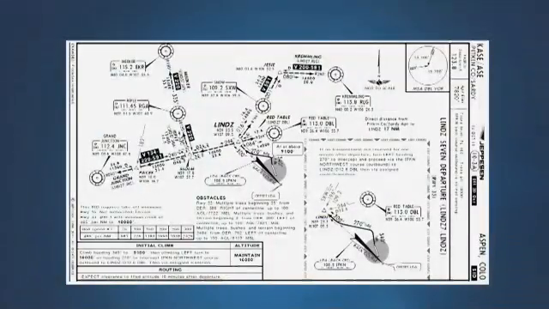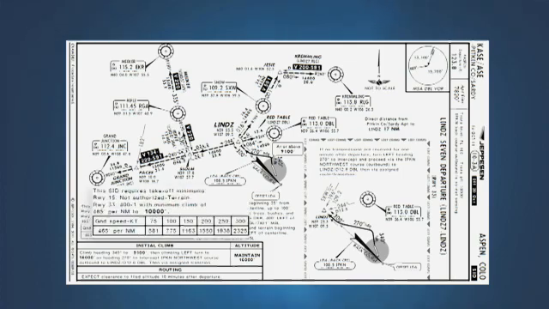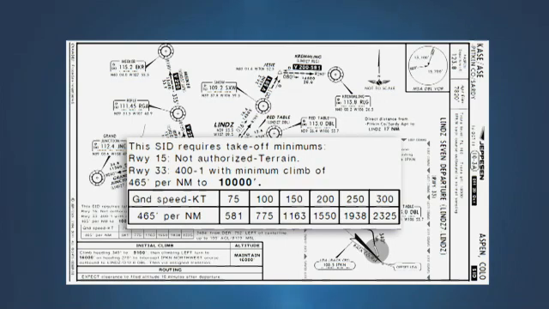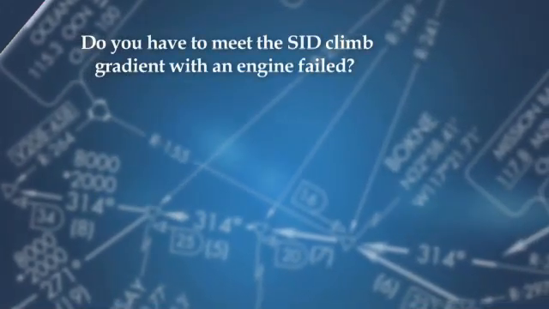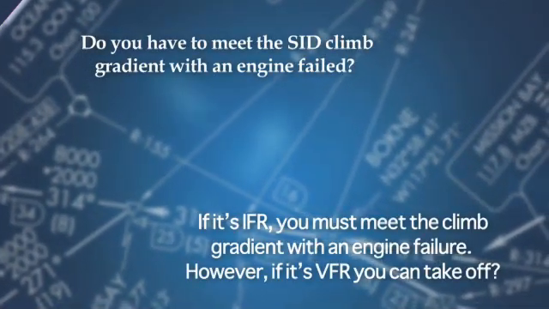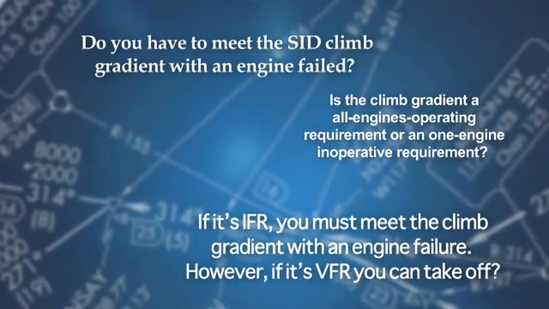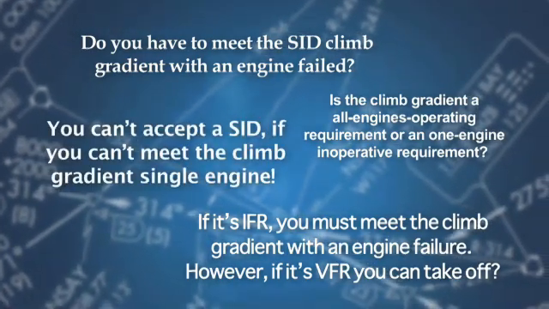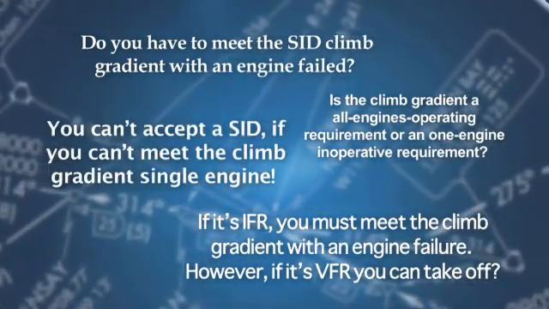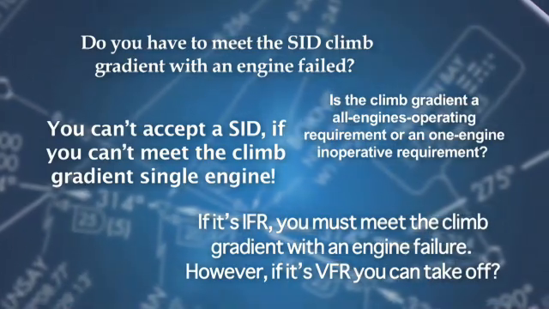IFR procedures like the LINDZ standard instrument departure often contain minimum climb requirements. As mentioned by our flight crew in the Aspen briefing, this SID has a climb gradient requirement of 465 feet per nautical mile, up to 10,000 feet MSL. Over the years, pilots have asked many questions concerning the climb gradients published on SIDs and obstacle departure procedures. They have heard a variety of answers, some of them quite dubious. Let's answer the most important question first.